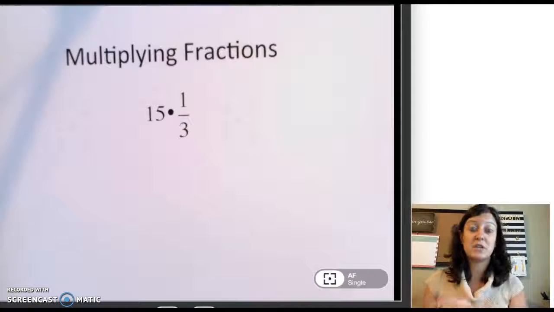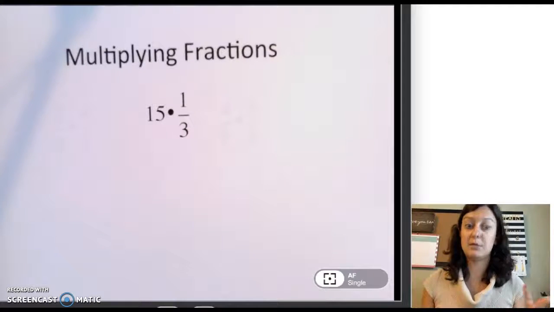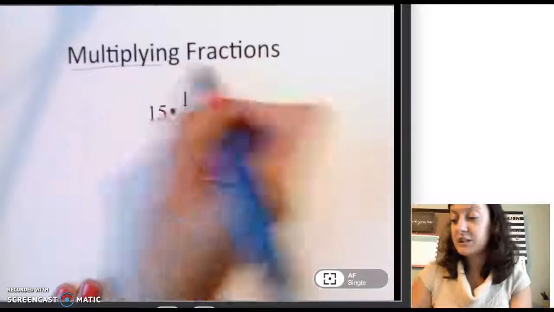Just make sure those notes get glued, taped, stapled, put into your notebook, or 3-hole punched and put into your binder. Whatever your preference is. You don't have to print, but you can. You have several options.